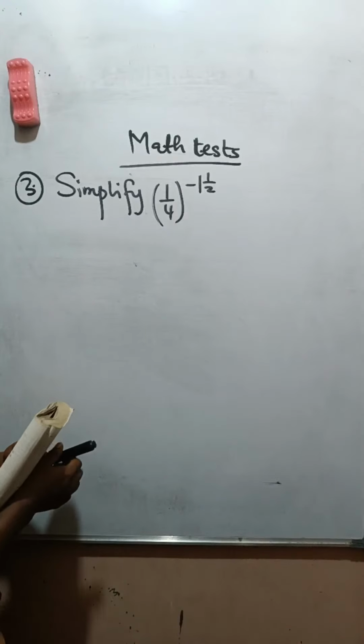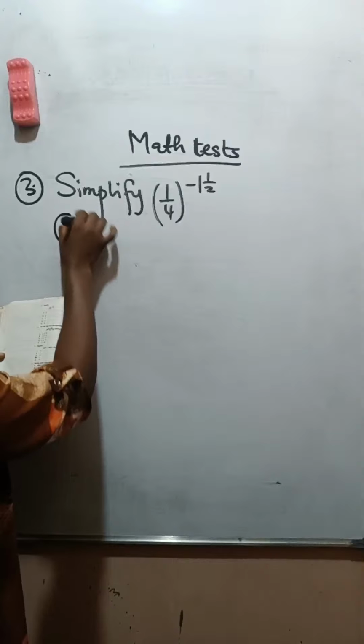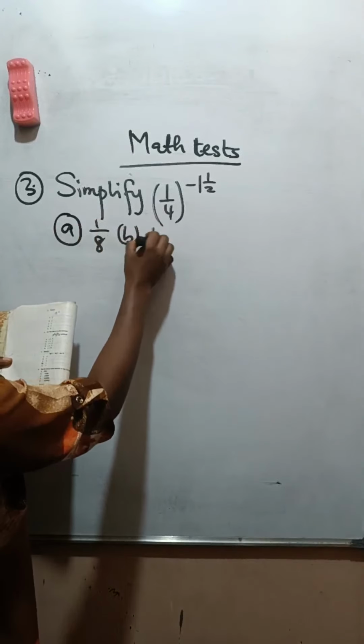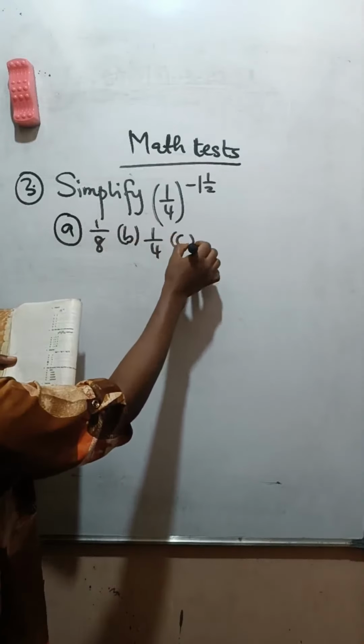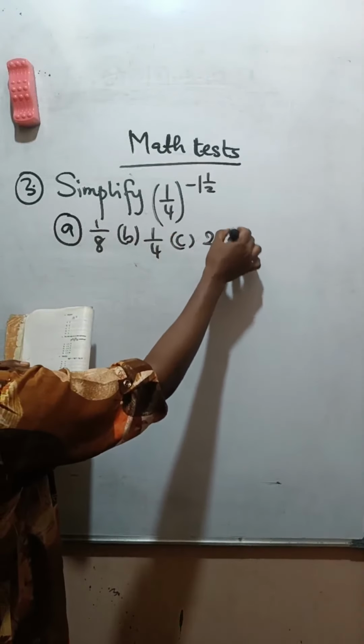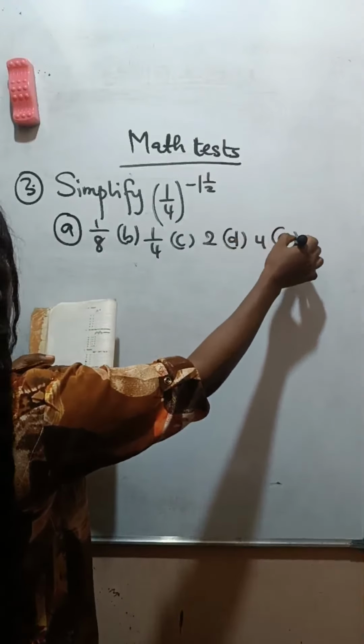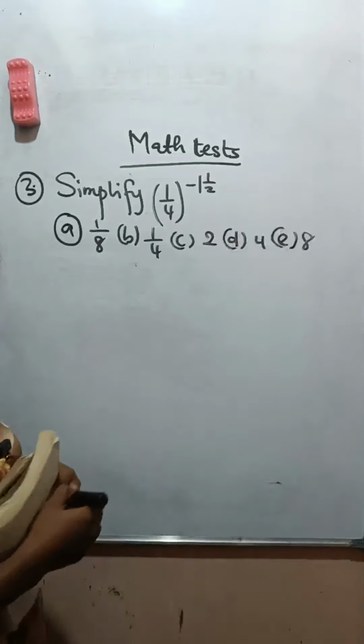Now remember, let's just write the options. Option A is 1/8. Option B is 1/4. Option C is 2. Option D is 4. And option E is 8.